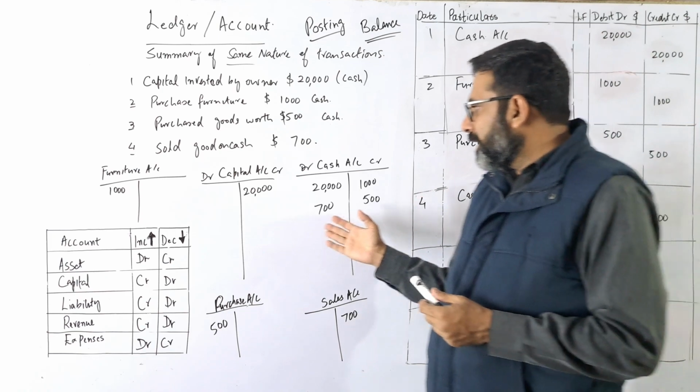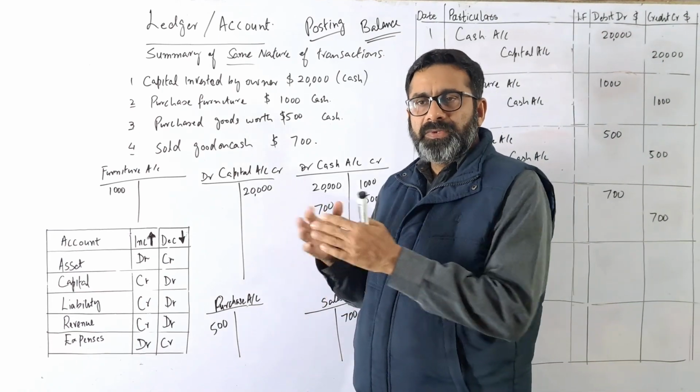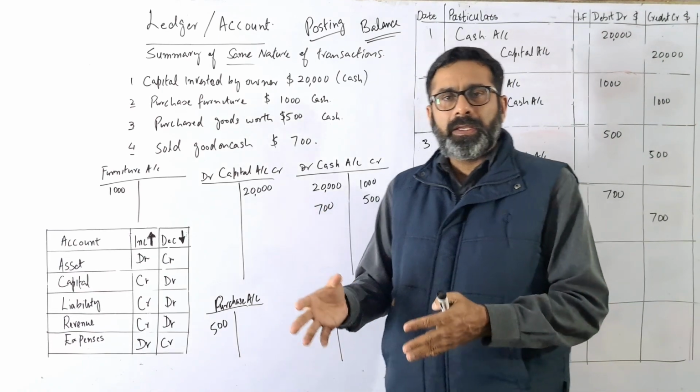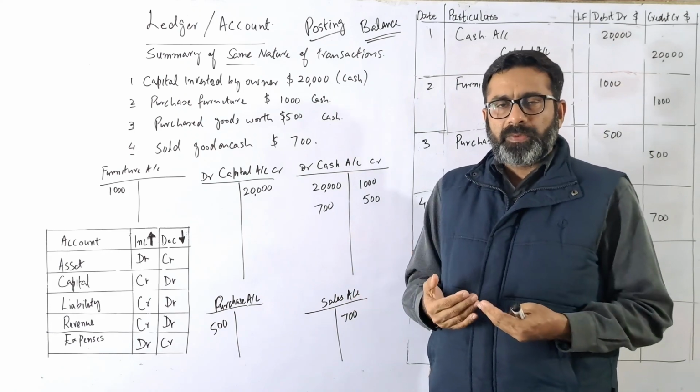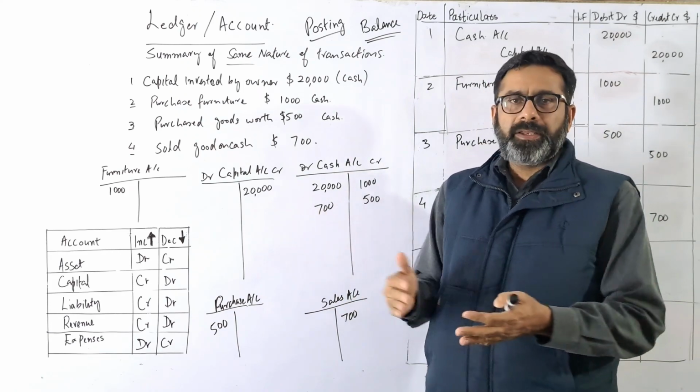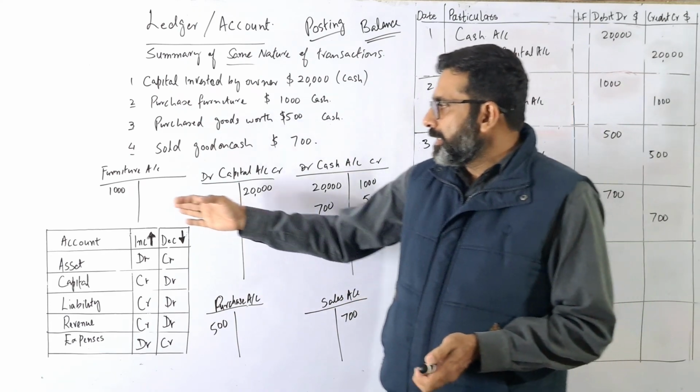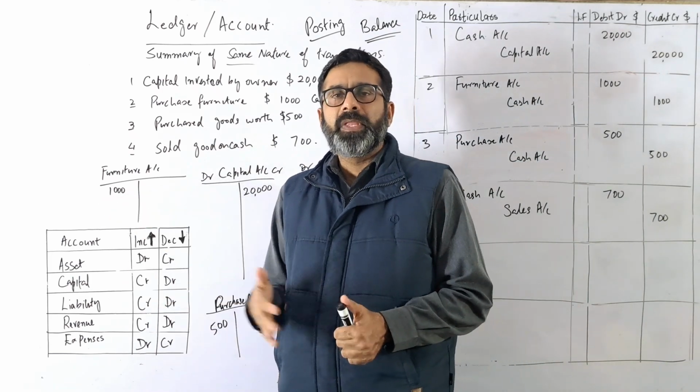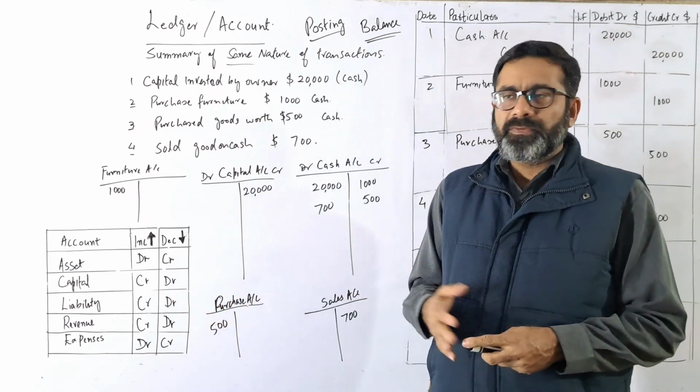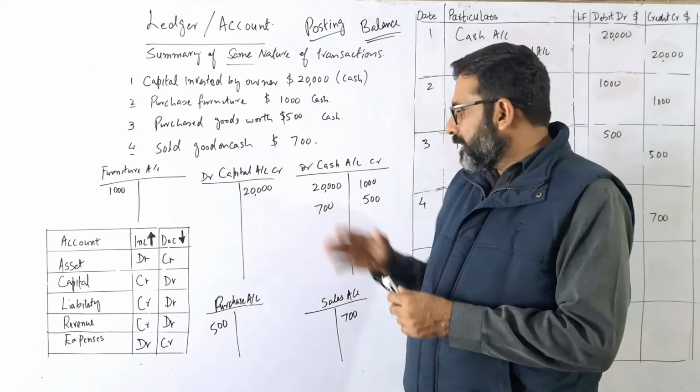In the same way, there is a possibility that the owner is investing money. After some time, they are taking money out of the business, they are injecting money, and then they are drawing money from the business. Then they are purchasing furniture. Sometimes they will be replacing the furniture, or selling the furniture, so it will be on the credit side.